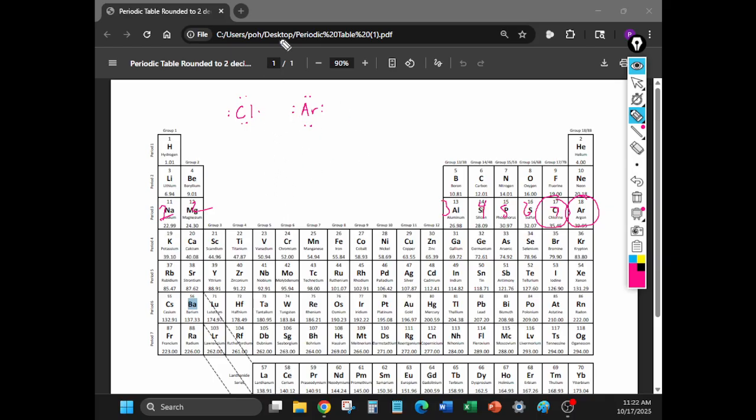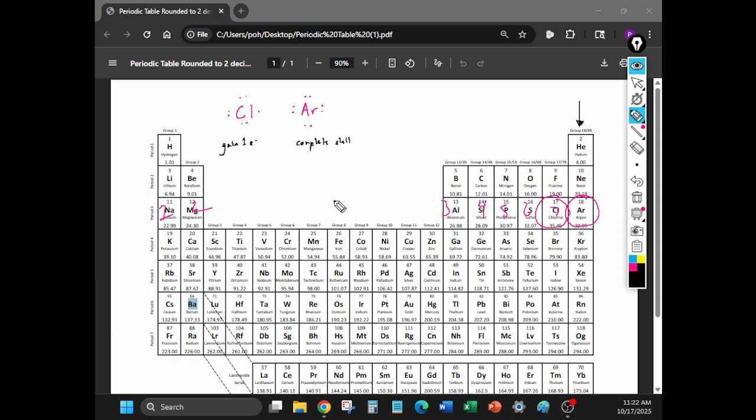So let's talk about a couple things about these two elements. What we know about chlorine is that chlorine wants to gain 1 electron, right? Because it wants to become Cl-. Argon has a complete valence shell, so it's neutral and it doesn't want to react with anything. So argon is stable. That's a characteristic of all the noble gases in this column. They have a complete valence shell, so they don't want to gain or lose.